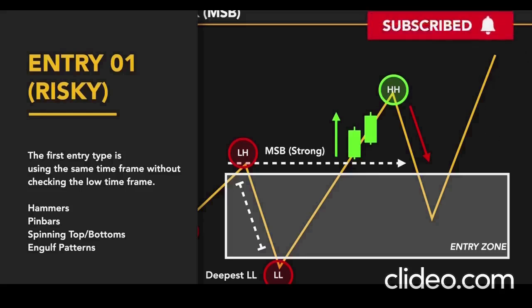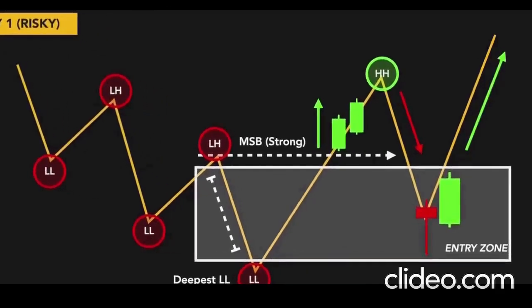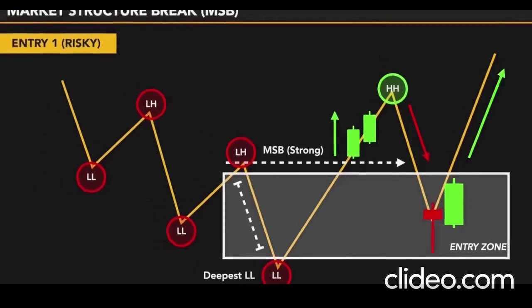The first entry type is using the same time frame without checking the low time frame. In all my videos, I talk about the importance of these three candlesticks: hammers, pin bars, and spinning tops and bottoms. These specific candlesticks are critical for finding entries, especially with long wicks showing us the strong will of the buyers or sellers, and the following strong candle forming a bullish or bearish engulfing pattern for entries.